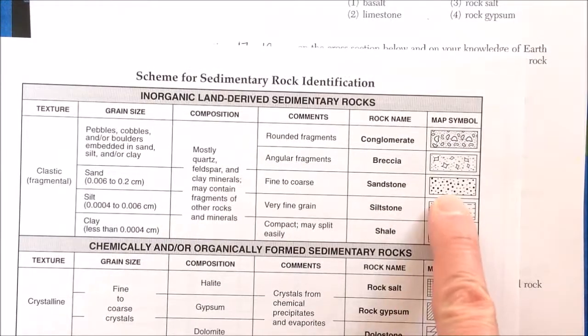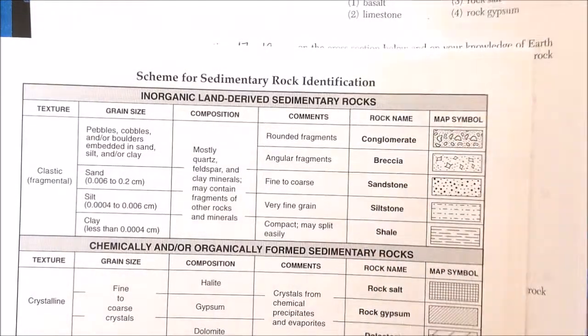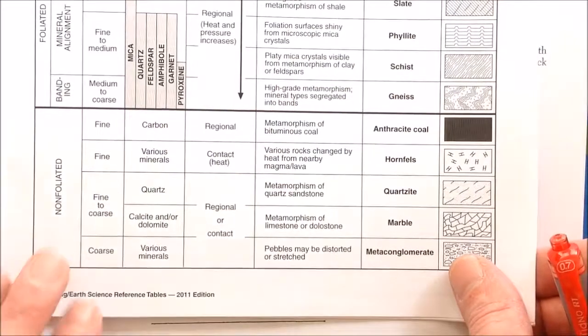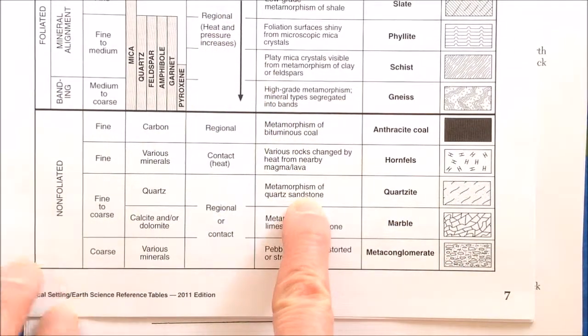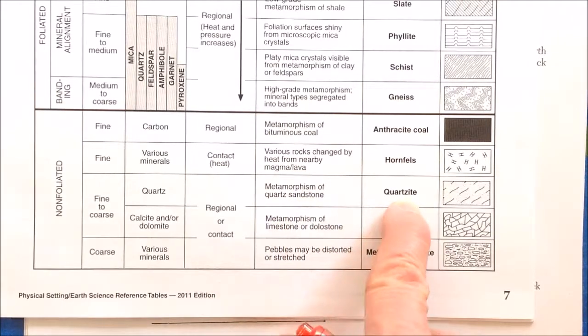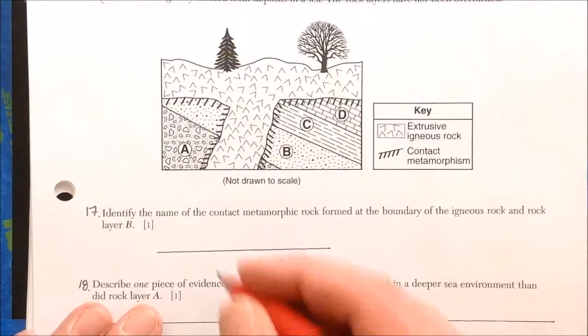That symbol is sandstone. So the question is really, when sandstone gets metamorphosed by contact metamorphism, what rock can it become? Well, it's a metamorphic rock. You've got to go down here and look, and this says metamorphism of quartz sandstone, and that's what this sandstone is. It's all quartz sandstone. So that's quartzite. That is the best answer, quartzite here.